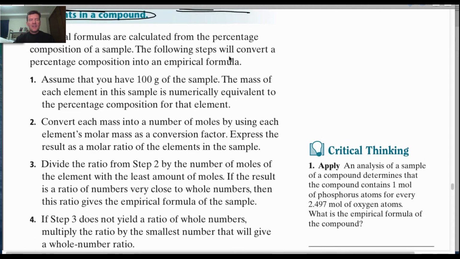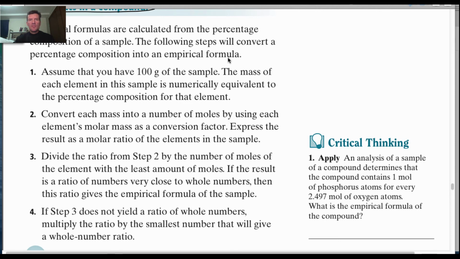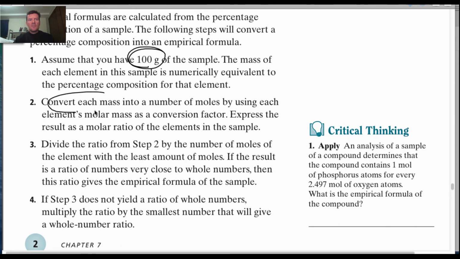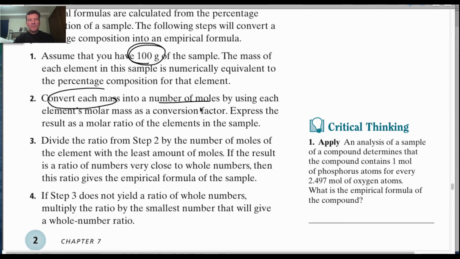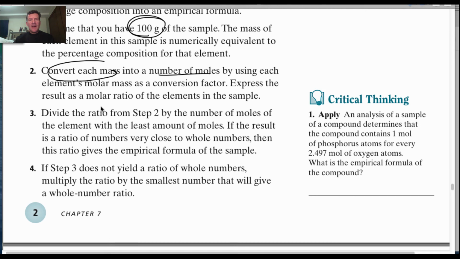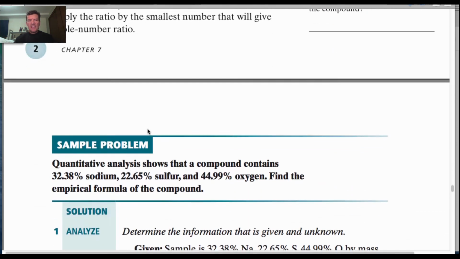All right? Now, when we do an empirical formula, there are a couple of steps. You often will not be given the mass of your sample. So the trick in finding the empirical formula is to assume that you have 100 grams. 100 makes it really easy, and we can use that to find out what the formula is going to be. Then we're going to convert each mass into the number of moles, and then we're going to divide in order to get that whole number ratio. I'll show you exactly what I mean here.